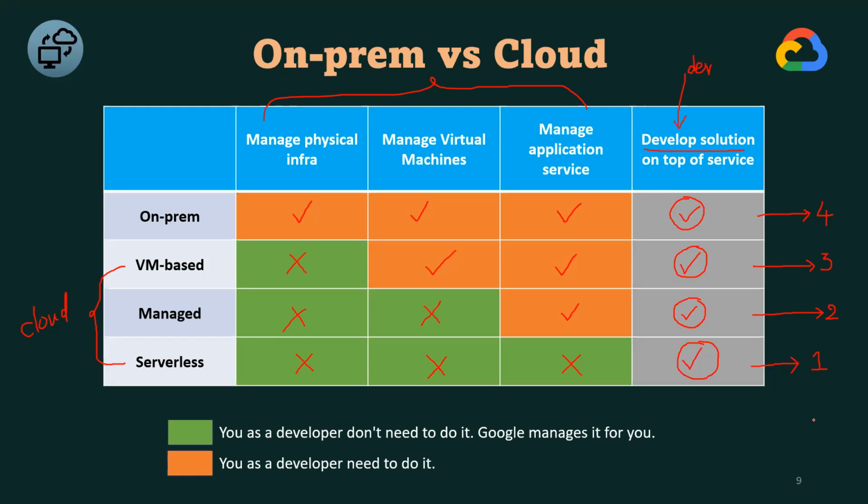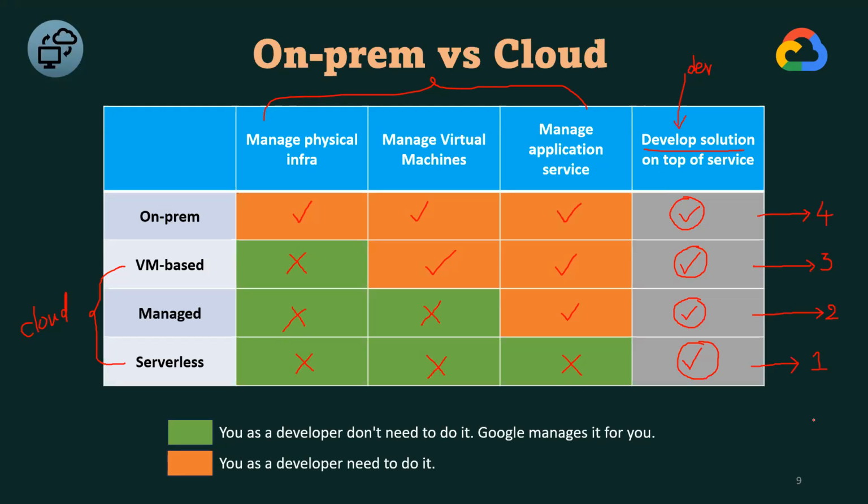So when you are working on-premises, there are many things that you are going to take care of. But when you're working in the cloud platform, you only take care of as much infrastructure as you want to. If you want to take care of only the virtual machines and application, then you go for the VM based services in the cloud. If you want to take care of only the application configuration, then you go for the managed services. And if you don't want to manage any infrastructure, and just want to develop your solution, go for the serverless services in the cloud platform.